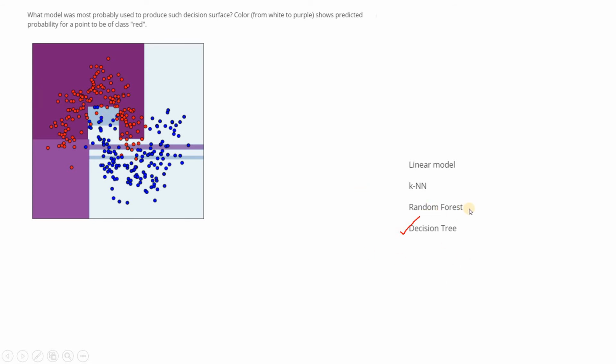It cannot be random forest. You may ask why? Because in random forest also the decision boundaries are parallel to the axis, but they are smooth, because multiple decision trees are implemented in the back end of random forest. It is not this kind of sharp.